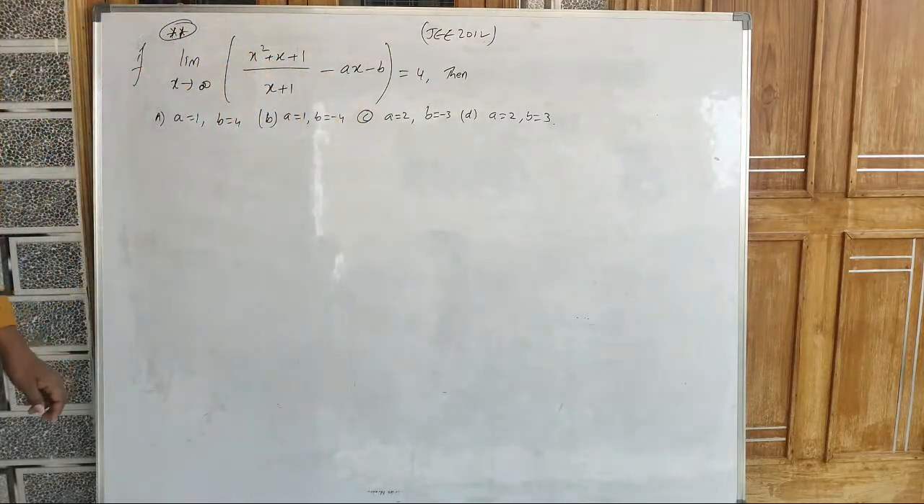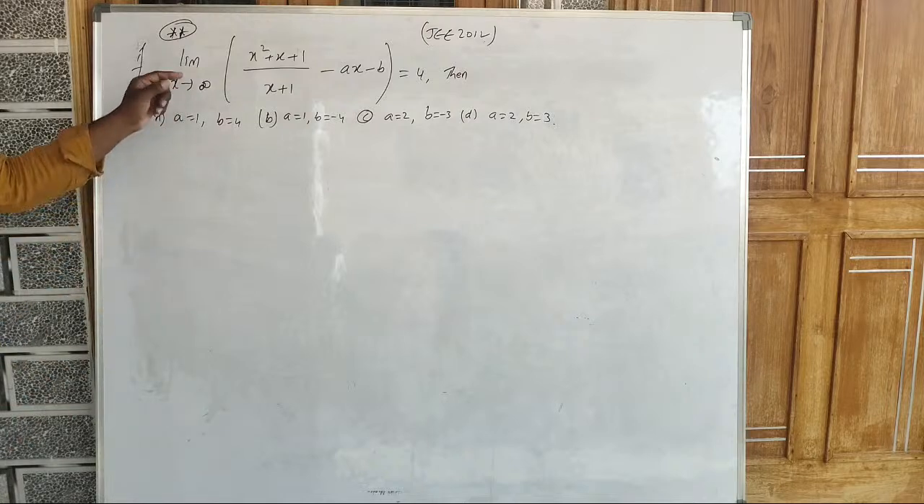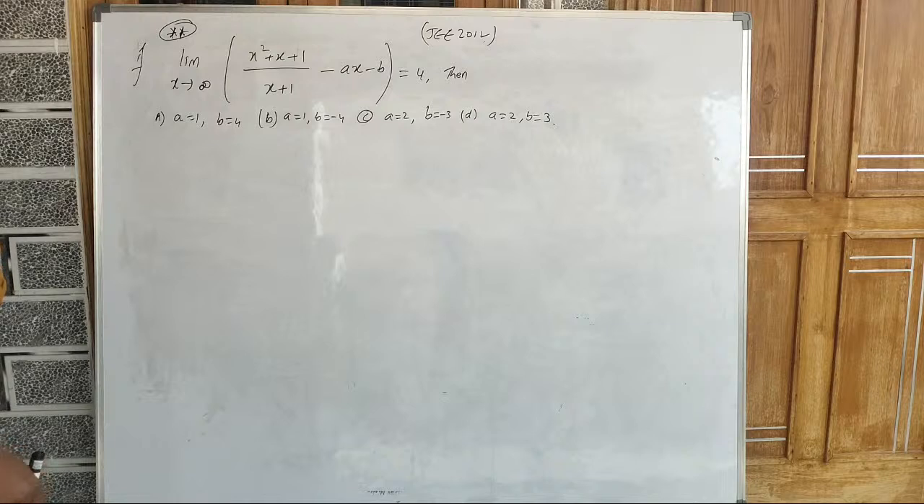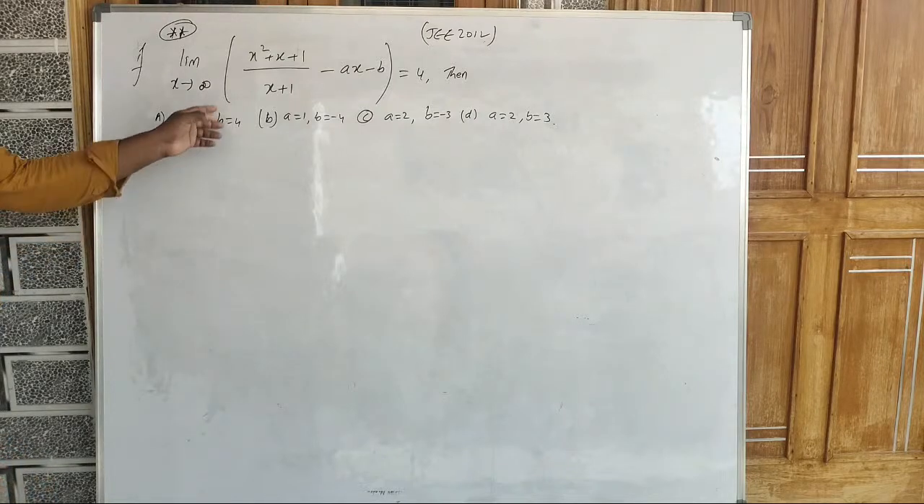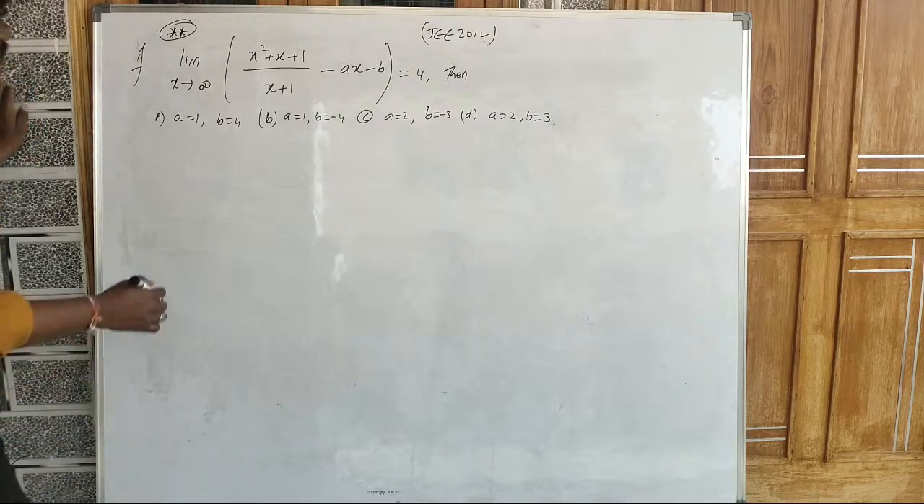So let us see here. The question is: limit x extending to infinity of (x square plus x plus 1) upon (x plus 1) minus ax minus b. This value is equal to 4. Then what is the value of a and b? This is the question. Let's see now the answer.